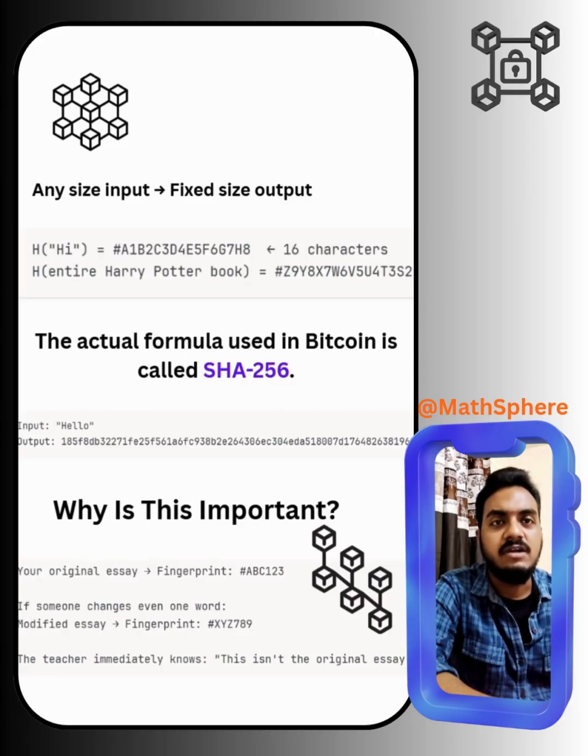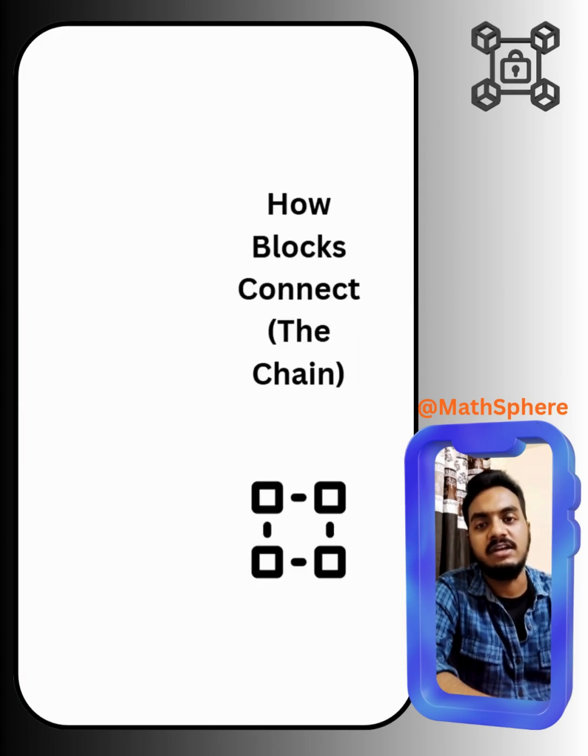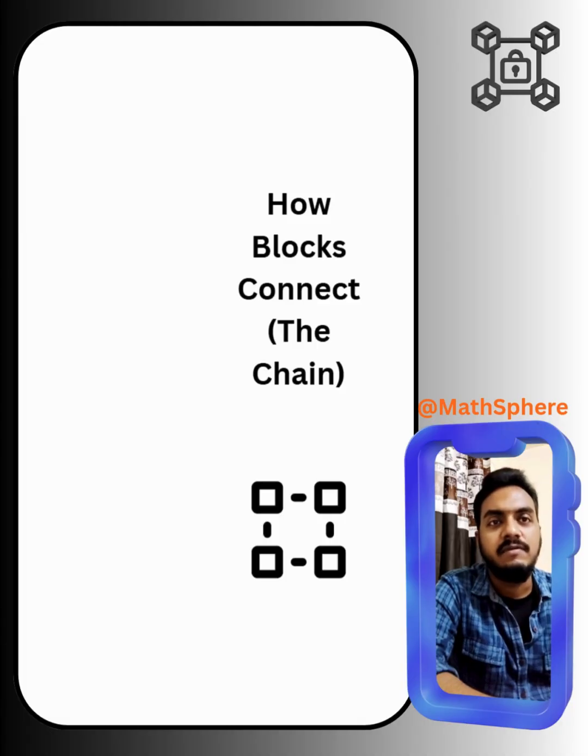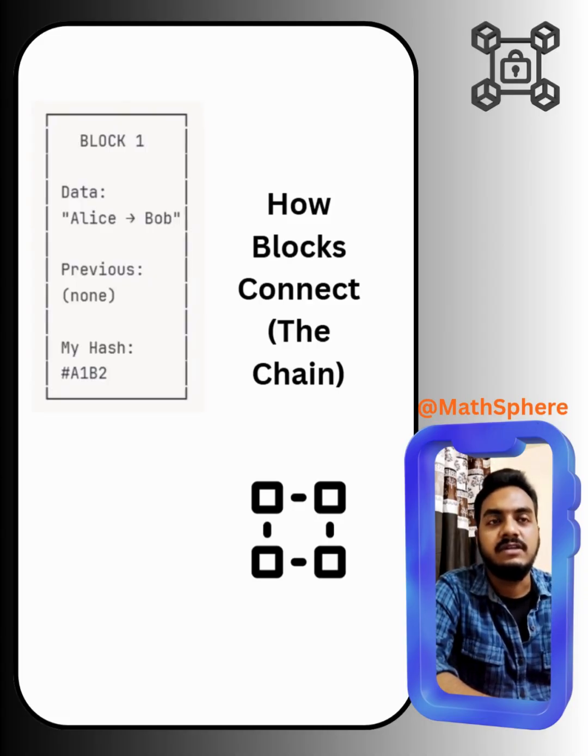Let us move to the next part, which is how we connect the first block to the second block, then the third block; how these blocks are actually connected. We have seen just now that each block contains the fingerprint of the previous block. For example, this is the first block. We have the data like Alice sends money to Bob. Since it is the first block, there is no previous block. And for each block, we have a fingerprint.